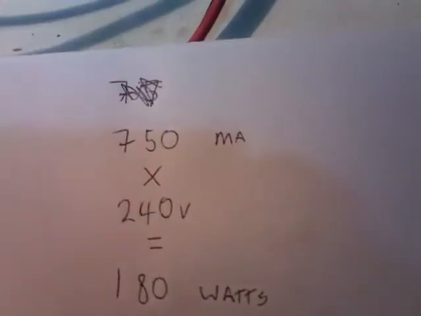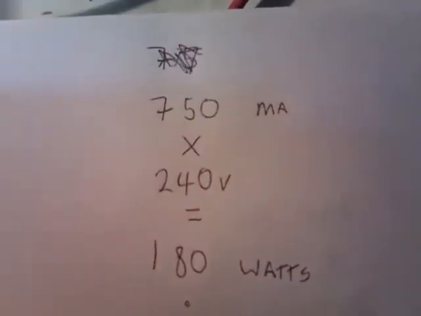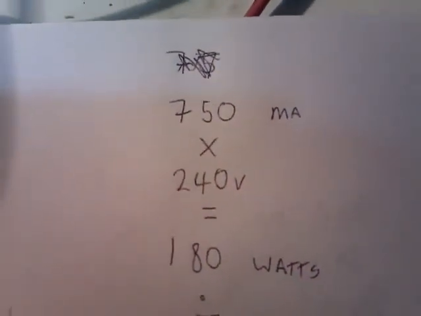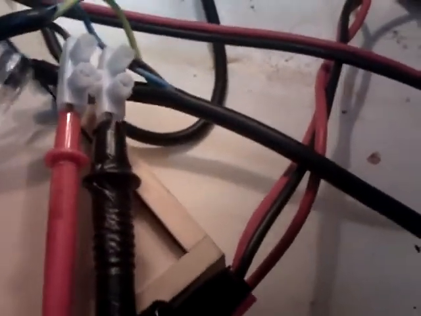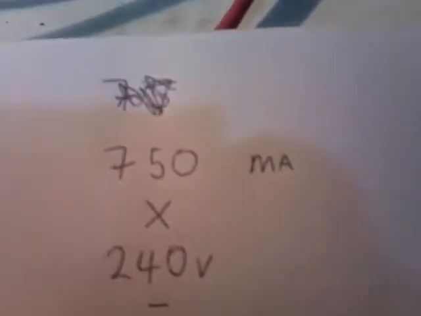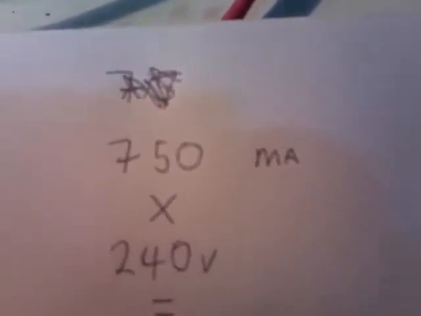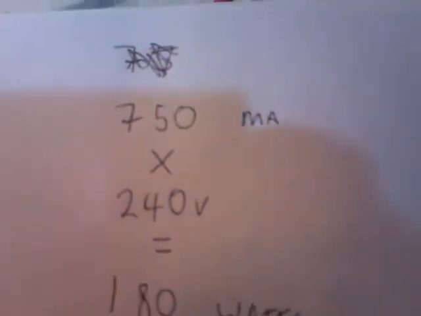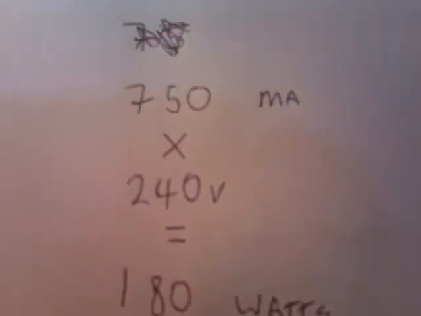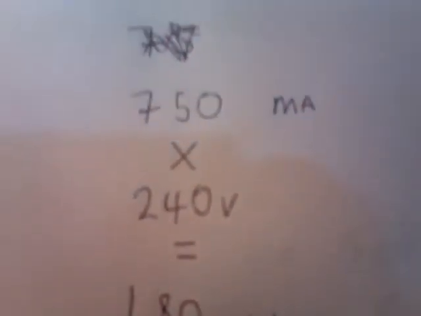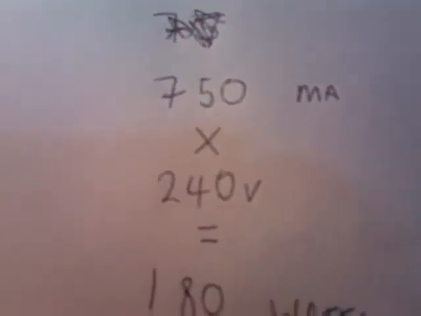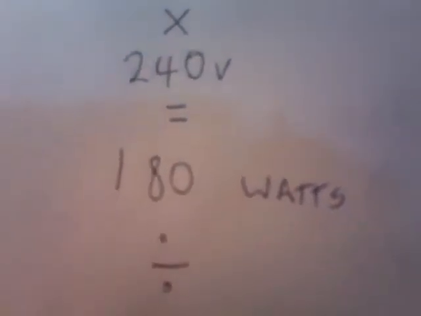Right, so I measured my amperage into my mains through the ammeter there, which goes into my PC power unit. I'm using 750 milliamps, okay? So that's what my unit's consuming. That's the current, sorry. Okay, times that by the voltage. I have supplied 240 volts, which equals 180 watts.